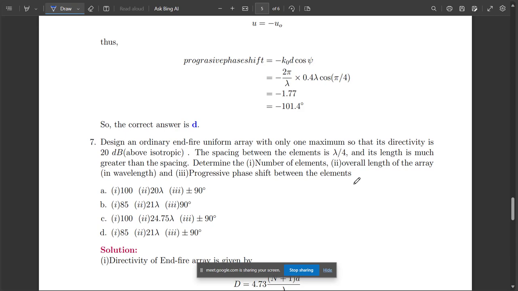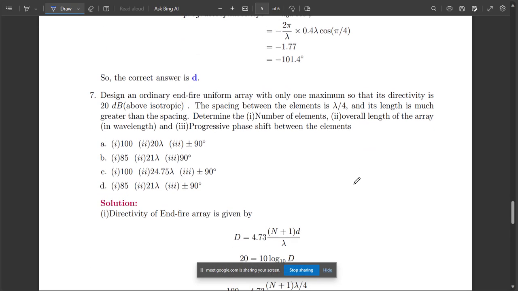So here an ordinary end fire uniform array is given. It is an end fire, so it has only one maximum, and it has a directivity of 20 dB above isotropic. That is given to you. The spacing between the elements is lambda by 4, and its length is greater than the spacing. Now you have to determine the number of elements.